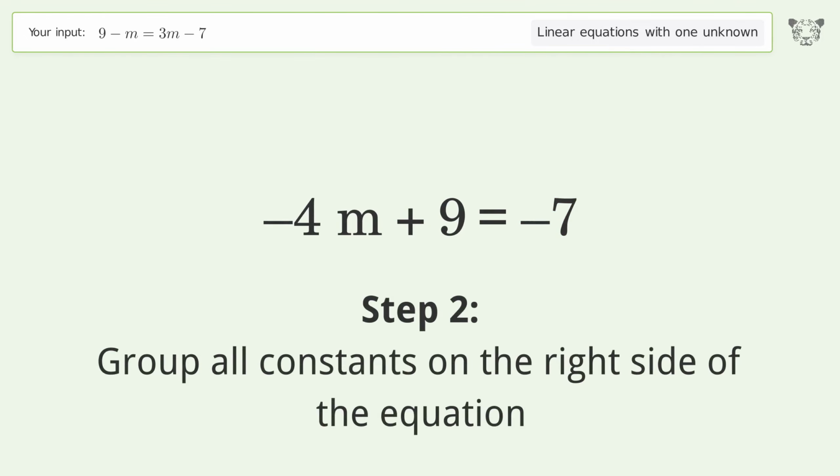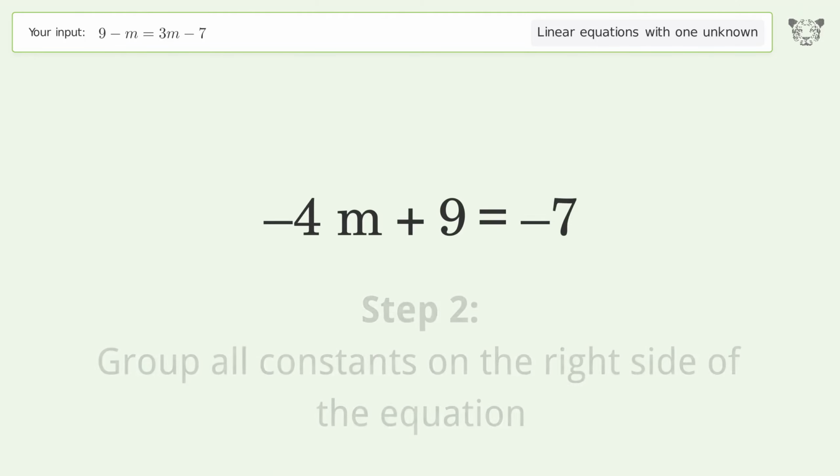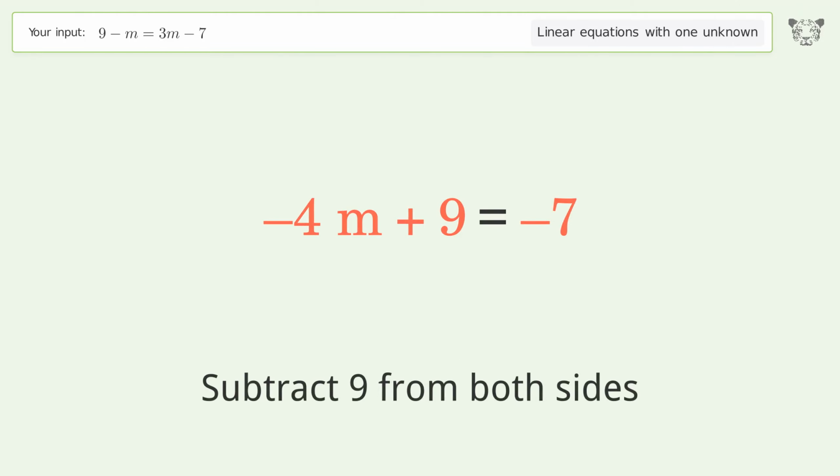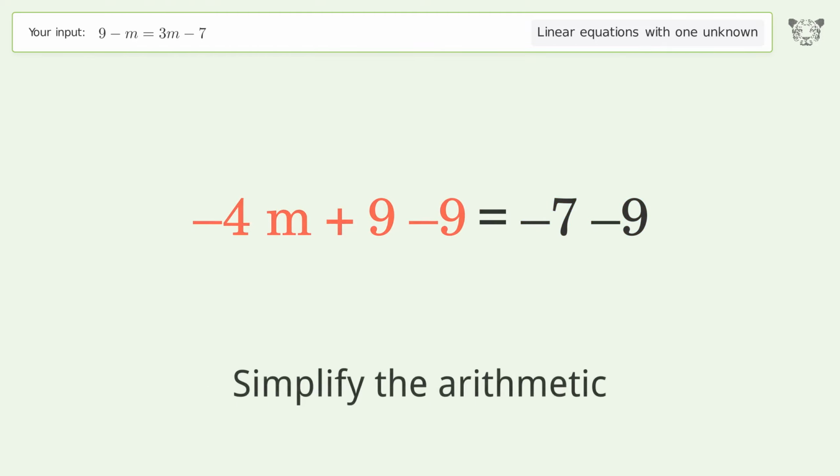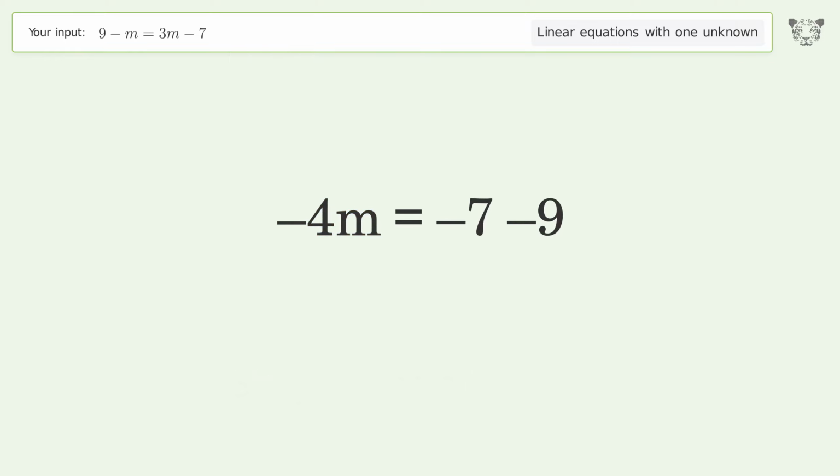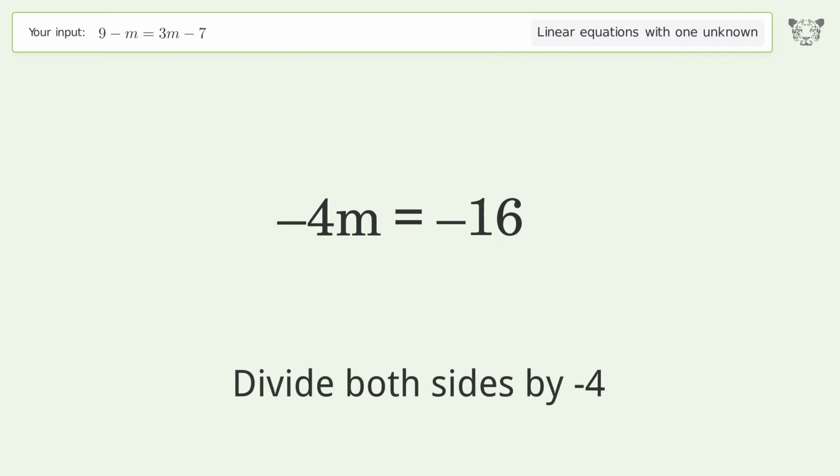Group all constants on the right side of the equation. Subtract 9 from both sides. Simplify the arithmetic. Isolate the m. Divide both sides by -4.